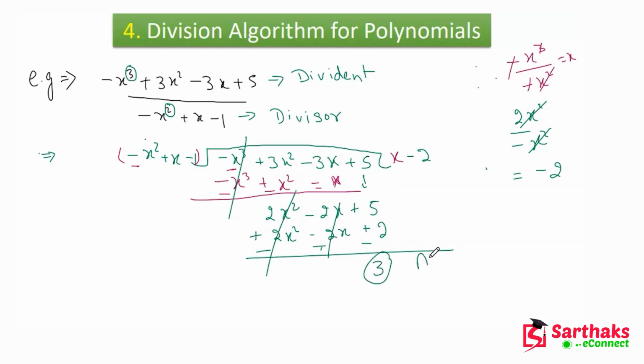So this is our result. Here the quotient is x minus 2, and the remainder is 3. I hope you get this point. Now the algorithm part is that we know that dividend is equal to, this is dividend.